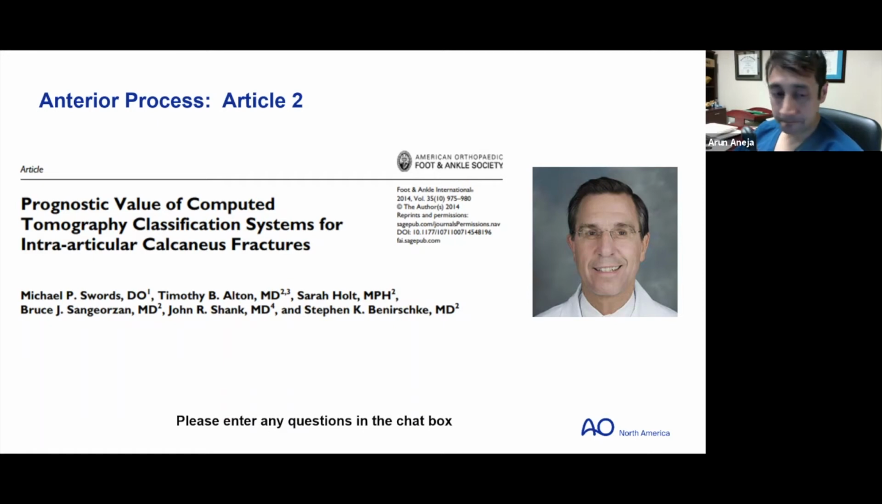All right. With that, we're going to go ahead and go to our second article, which is the prognostic value of computer tomography classification system for intra-articular calcaneus fractures by Dr. Bernishko et al.